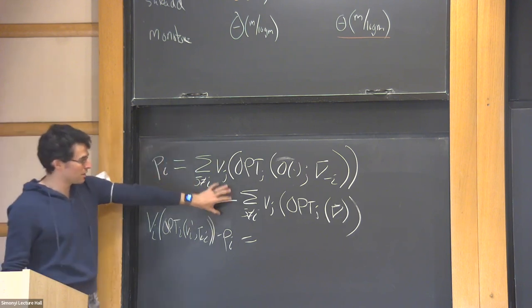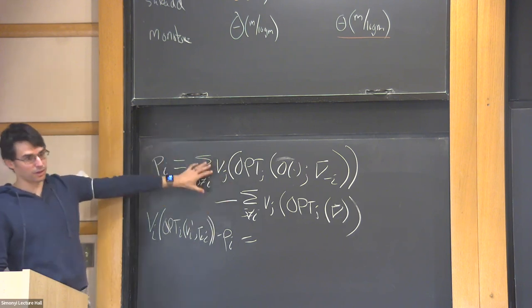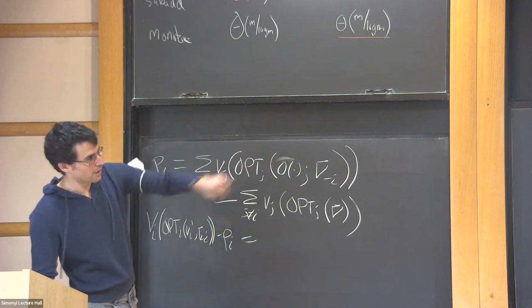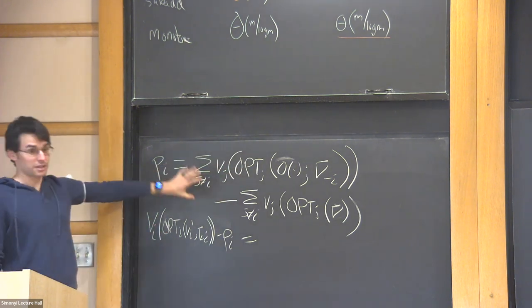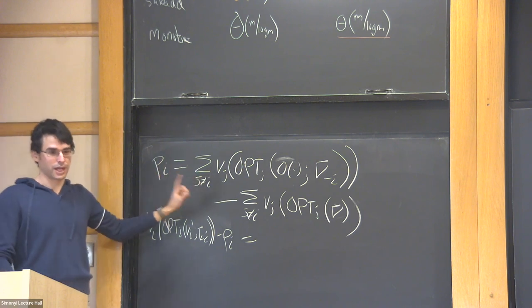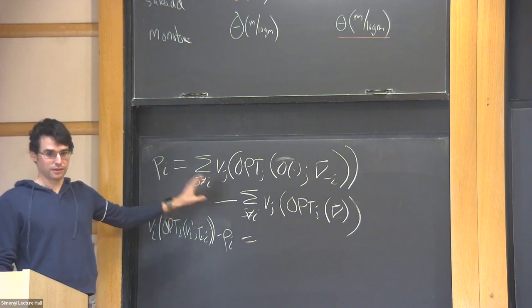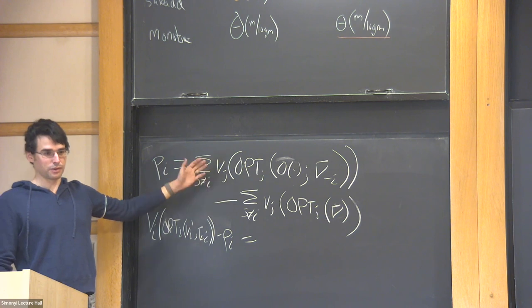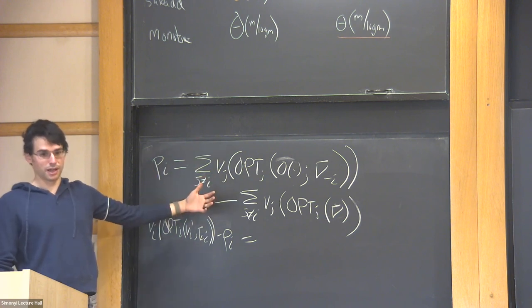Okay, so these are clever payments. These are called the Clarke pivot payments. This is the Clarke from this one. And so this is the VCG mechanism. Okay, so are there questions about this? And then I will share some more thoughts about this that are going to be relevant for later in the talk.